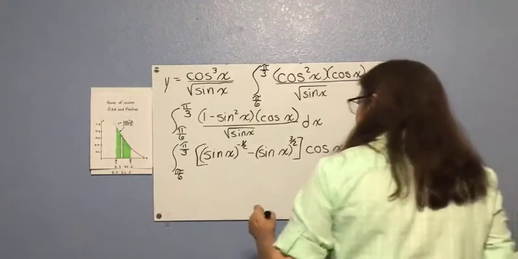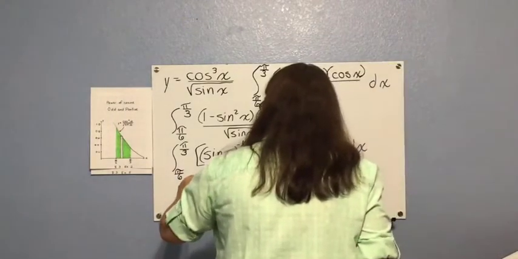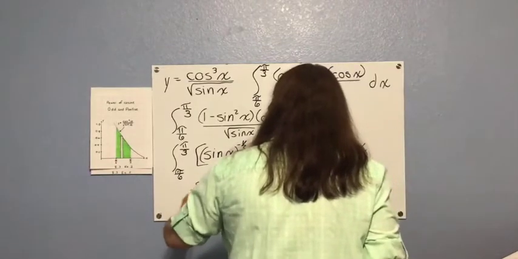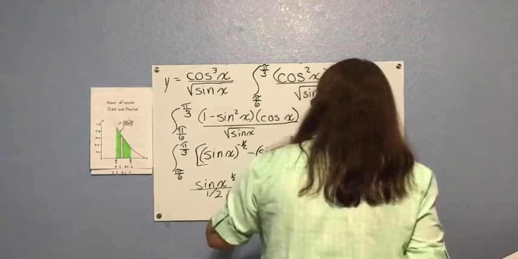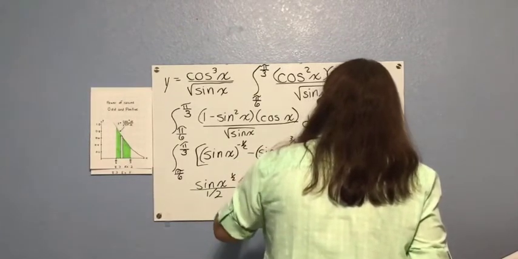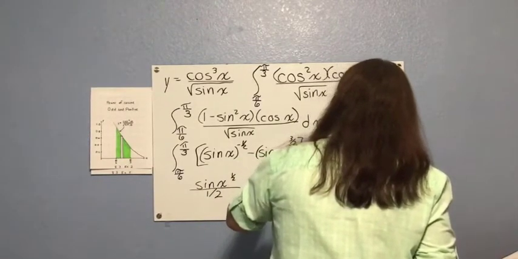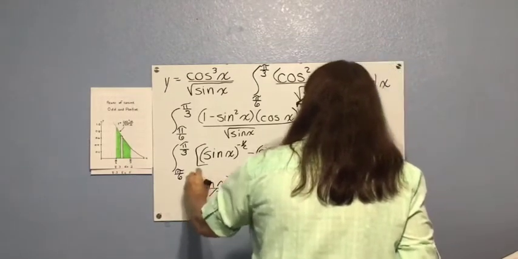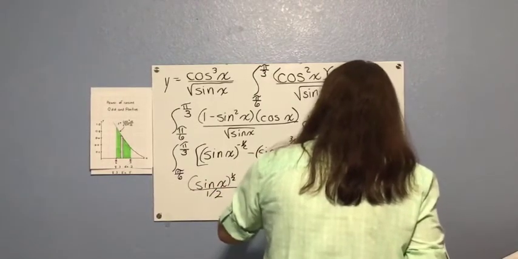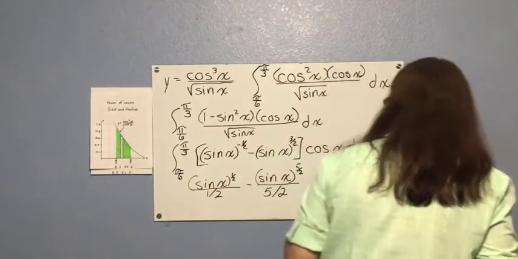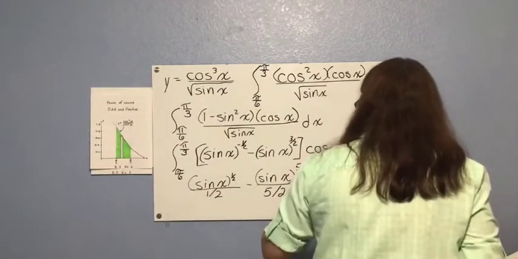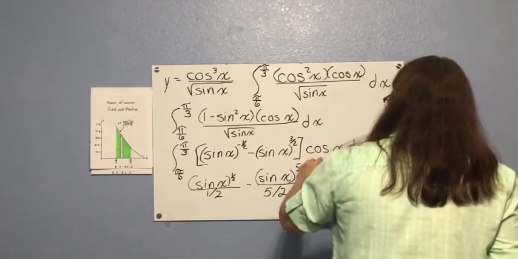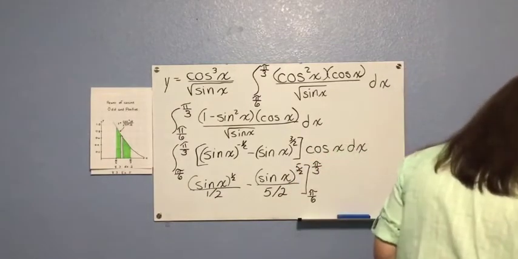Now when we integrate, I get sine x to the positive 1/2 power divided by 1/2, minus sine x to the 5/2 power divided by 5/2. And we are evaluating from pi over 6 to pi over 3.